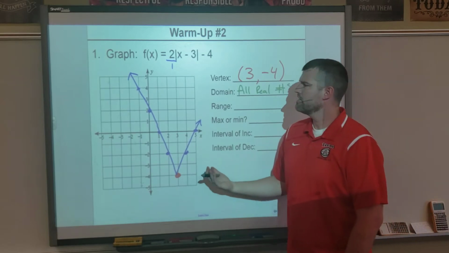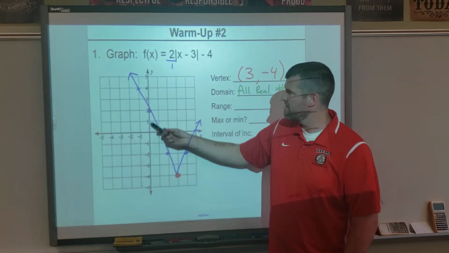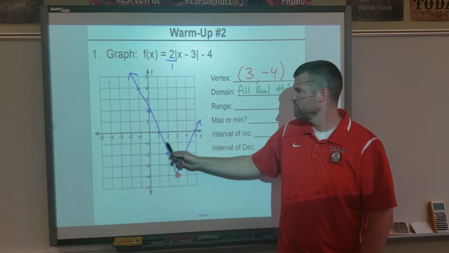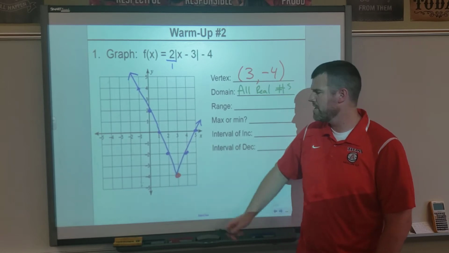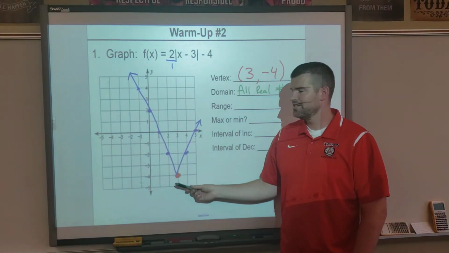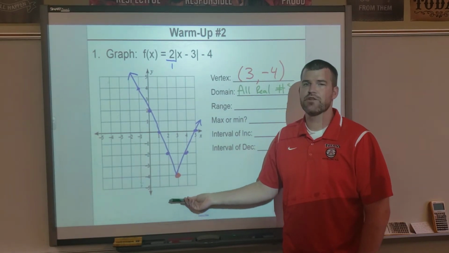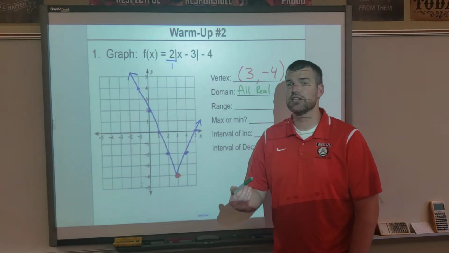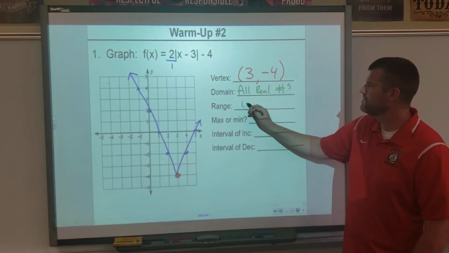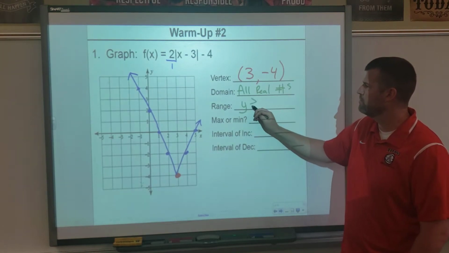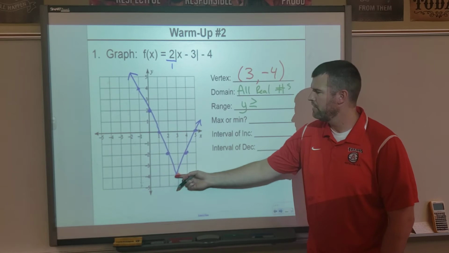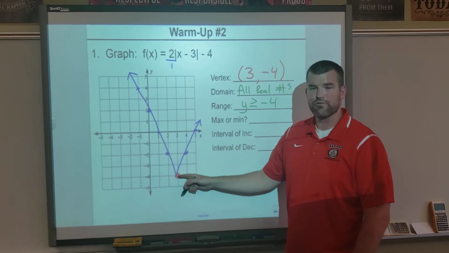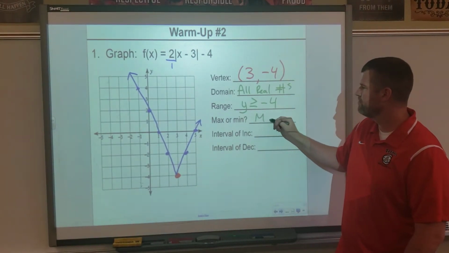But the range, if we look at the graph, we notice that the y values, yeah, there's y values up here above 0. We do have 2 y values that are at 0. We have 2 y values at -1, -2, -3. But once we hit -4, does the graph ever go any lower than a y value of -4? No, it never will. -4 is the minimum y value. It's the lowest y value. So our range is that every y value on this graph will be greater than or equal to the lowest point, which was -4. We're really good at max or min. It's the lowest point on the graph, so that's a minimum.